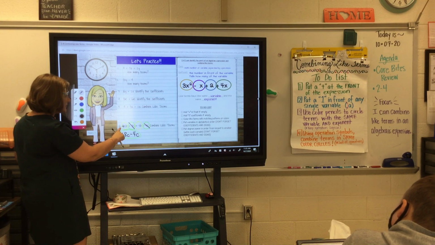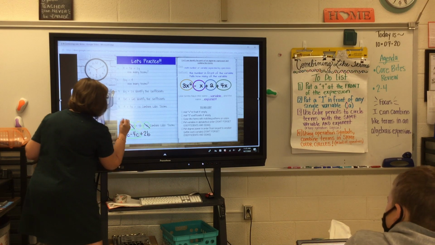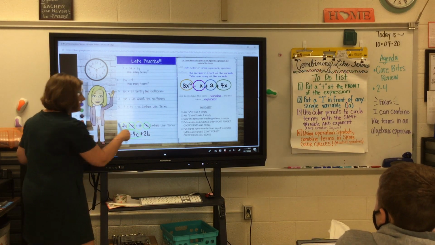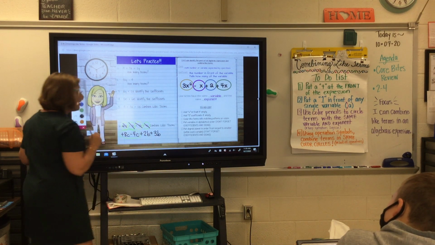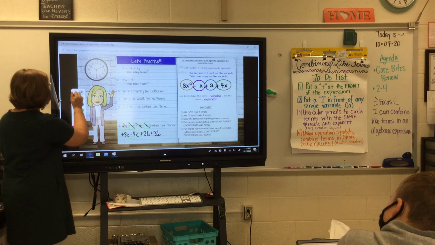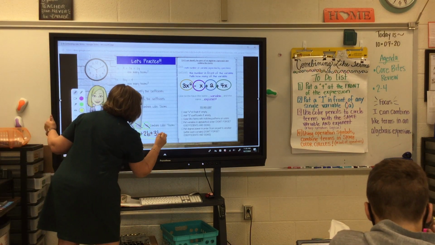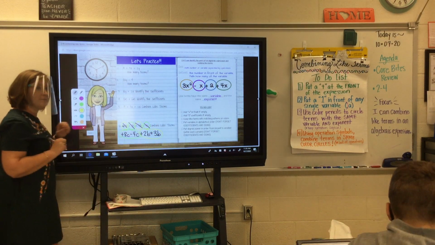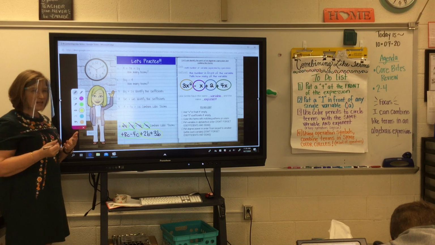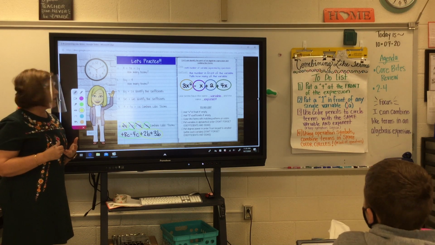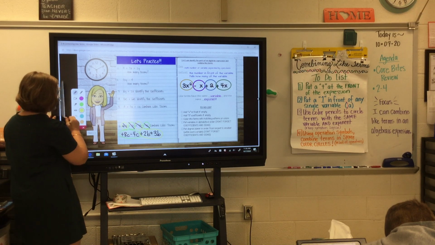My yellow ones. I've got plus 2b, and I'm going to mark it out because I've used it, and plus 3b, and I'm going to mark it out because I've used it. What color should I circle those? Yellow, to know that those are together. Okay? Am I finished? No, because I've got to put the ones together that can go together.